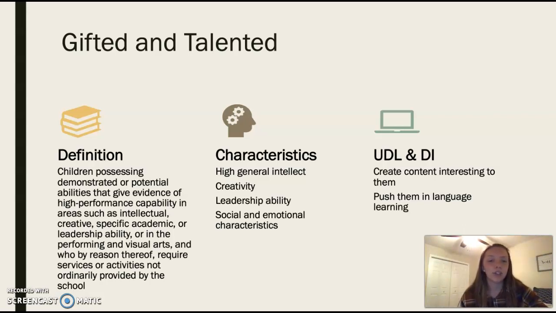Characteristics: they have high general intellect, very creative, oftentimes do have good leadership ability, and then social and emotional characteristics can really vary depending on the individual, and a lot of times they do lack some of that. So ways to help them would be to help them with their social and emotional characteristics if needed. Creating content that is interesting to them, and pushing them in language learning vocab would be very beneficial for a speech and language pathologist, and a way for them to be involved.